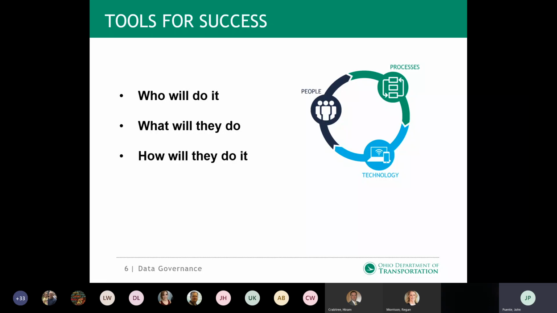So what are our tools for success? Now, you've probably seen this image before when we talked about asset management, and it still holds true here. There are three key ingredients for what we're trying to accomplish, and we need all these three to work together to do our best in managing data at ODOT. The first is the people.